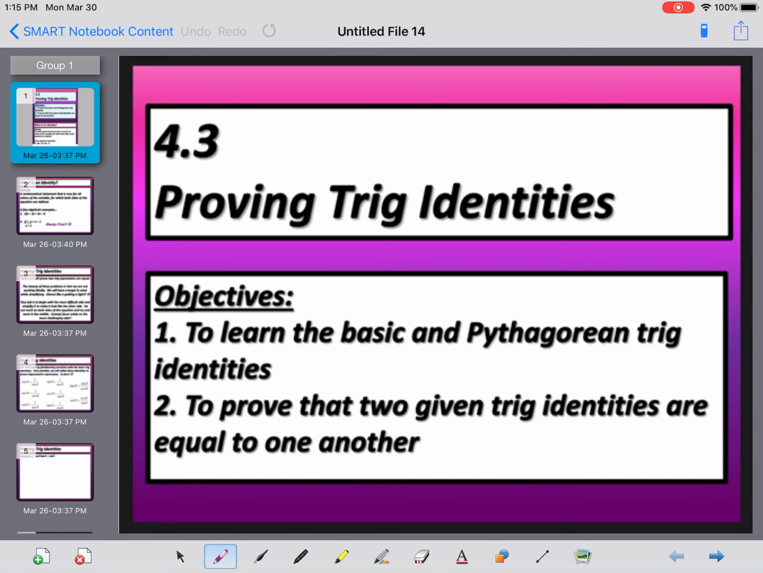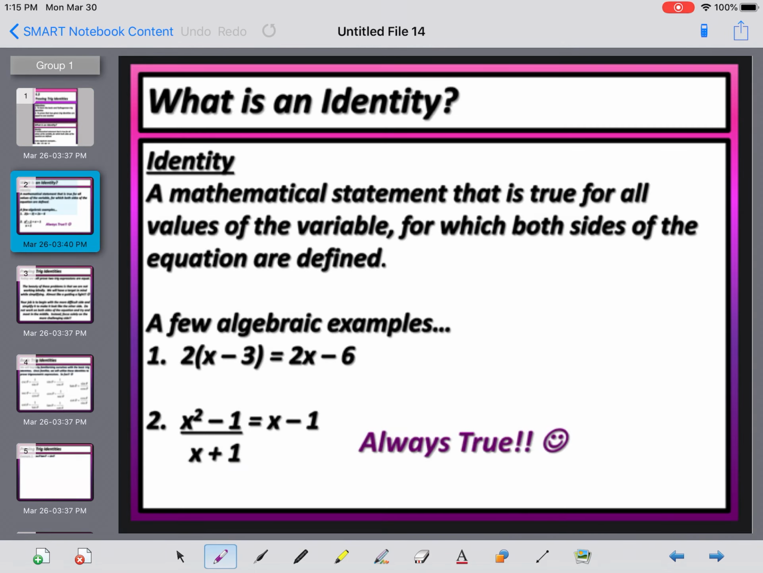Hi everyone, today we're looking at 4.3, Proving Trig Identities. So the first thing we want to talk about is what is an identity.